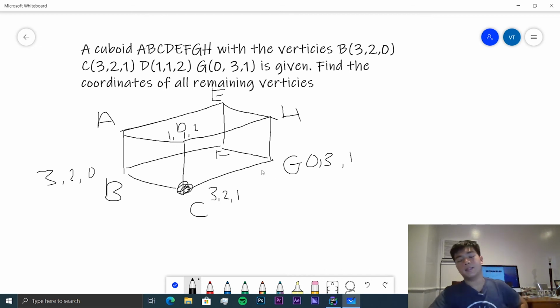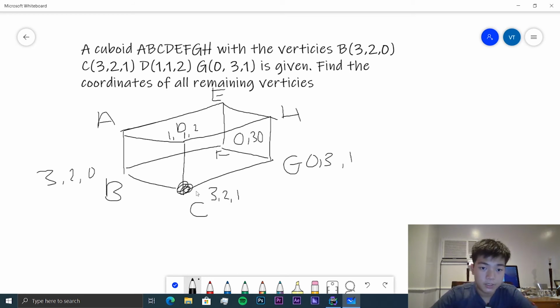And we know that these are all tangents. So more or less, CG is equal to BF. So if we take the difference, as you can notice, the difference between B and C is just 1 in the Z value. So the difference between G and F should just be F is 0, 3, 0, since we just subtract 1 from the Z value.